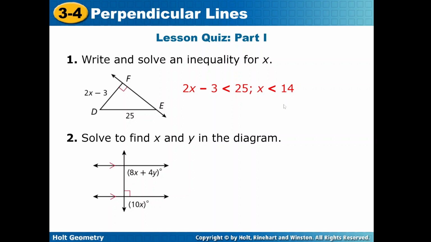Solve for x and y in the diagram. Two lines are perpendicular with a common transversal. So this angle must be considered equal to 90 degrees because of the perpendicular. So 10x equals 90, so x equals 9. Then plugging that number back into the binomial and solving for y, y equals 4.5.